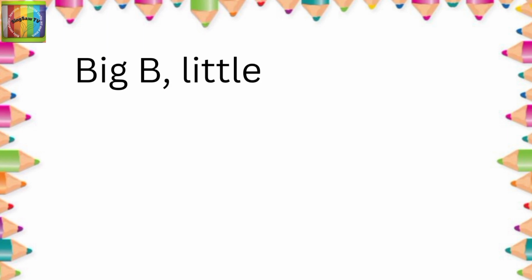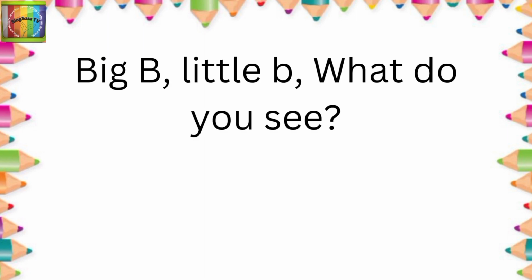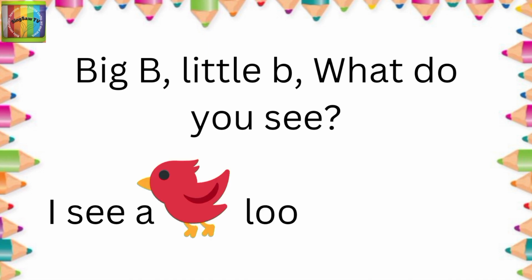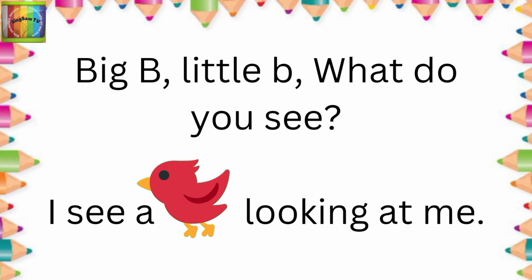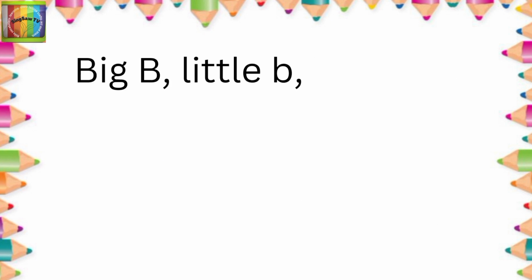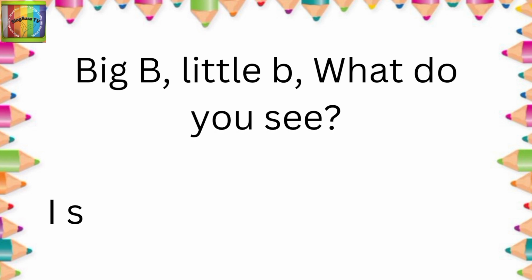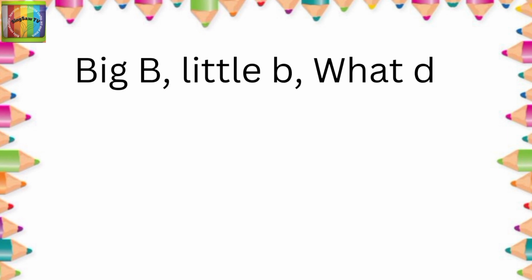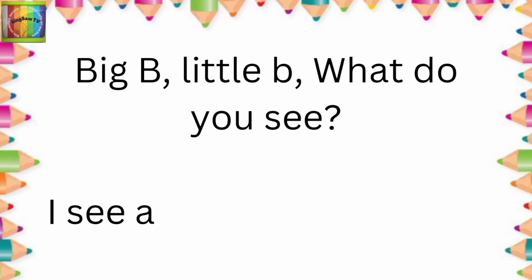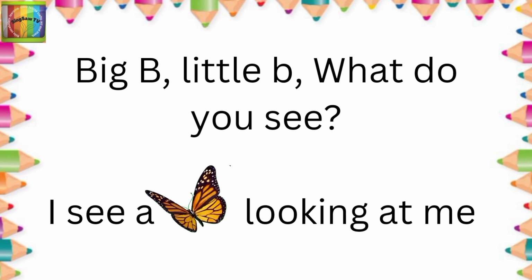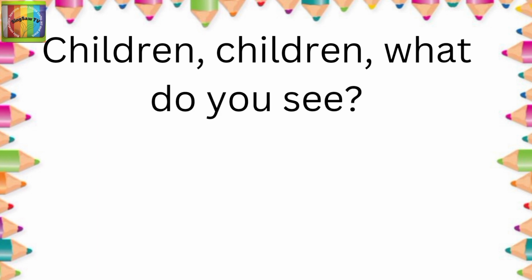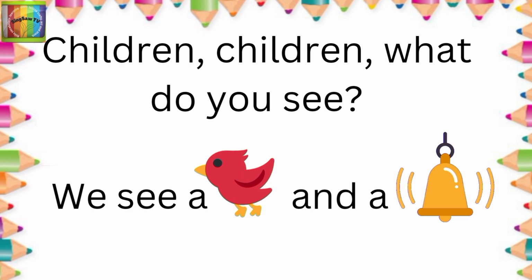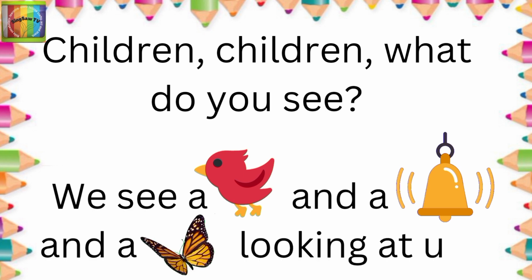Big B, little B, what do you see? I see a bird looking at me. Big B, little B, what do you see? I see a bell looking at me. Big B, little B, what do you see? I see a butterfly looking at me. Children, children, what do you see? We see a bird and a bell and a butterfly looking at us.